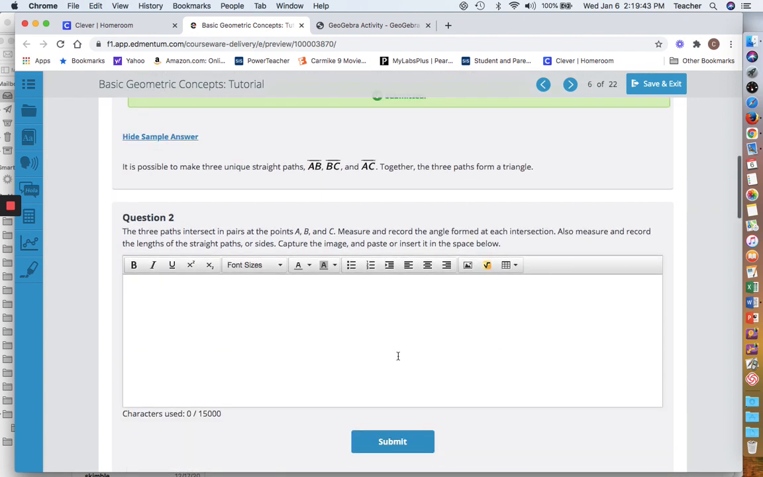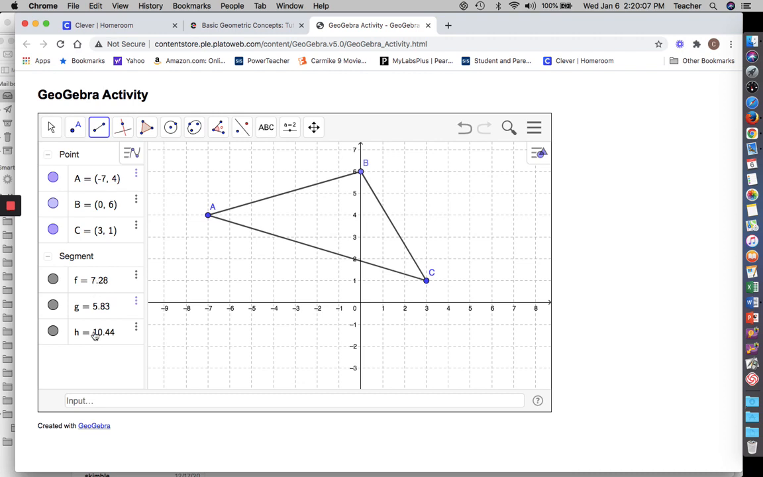All right, question number 2. It says the 3 paths intersect in pairs at the points A, B, and C. Measure and record the angle formed by each intersection. All right, so they're looking for angle measures. Also measure and record the lengths of the straight paths or sides. We're going to capture the image and paste it or insert it below. All right, so we've already got the segment measures. There they are right there.